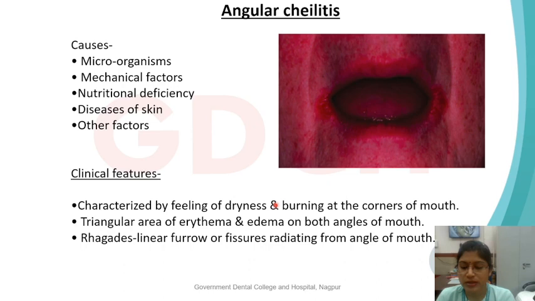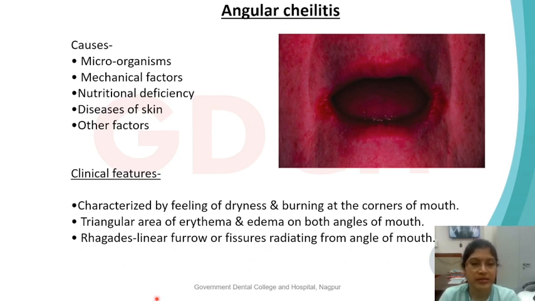The next Candida-associated lesion is angular cheilitis. At the angles of the mouth, the patients can have erythematous areas. The causes are mostly microorganisms, mechanical factors, nutritional deficiency, diseases of skin, and other factors. For the microorganisms, angular cheilitis is considered to be a combination of fungal and bacterial infection. Therefore, in addition to fungal infection, other microorganisms could also be present.